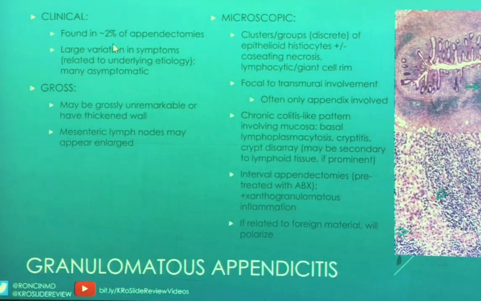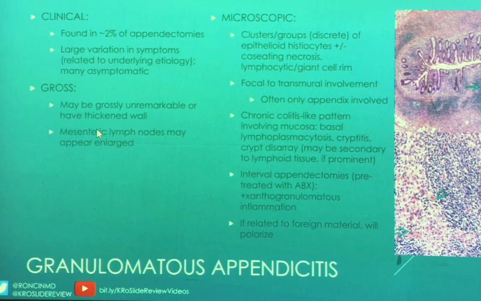It's found in about 2% of the appendectomies that we get. Appendectomies are relatively common GI specimens, so it's not uncommon to see this. Most patients will be asymptomatic, but if they have an underlying acute appendicitis or perforation or anything like that, you would expect the symptoms to be similar to that. The granulomas themselves don't really elicit their own symptomatology. Even grossly, they can be unremarkable, or they may have a thickened wall, and the mesenteric lymph nodes may appear enlarged, which makes sense.